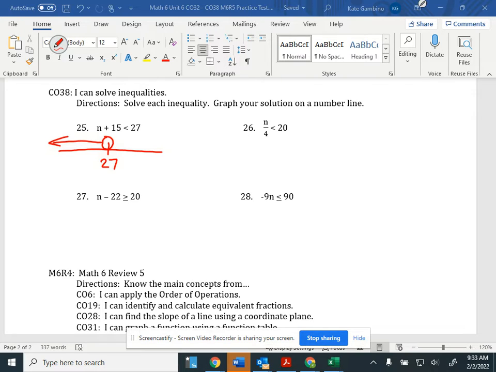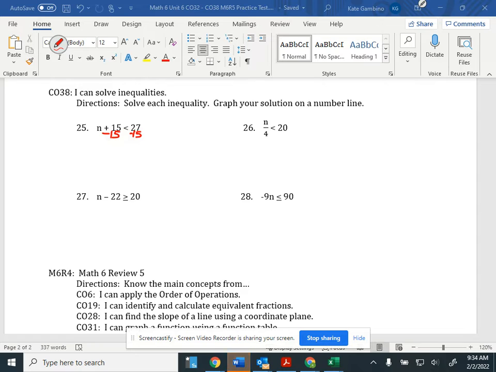So, why is this wrong? Kira said we have to solve it. We have to get n by itself. So don't be confused by that inequality. You're still doing that same one-step problem. So what should I do, Anna? If it says n plus 15, how do I get n by itself? What's the opposite? Subtract. I want to do minus 15.